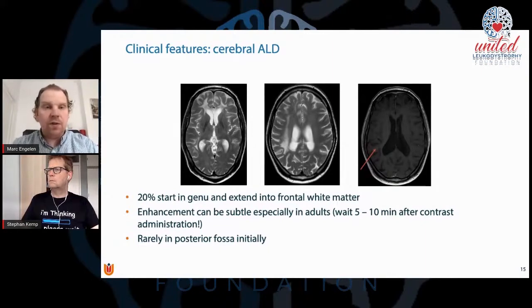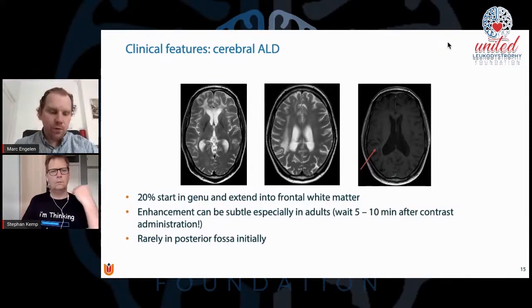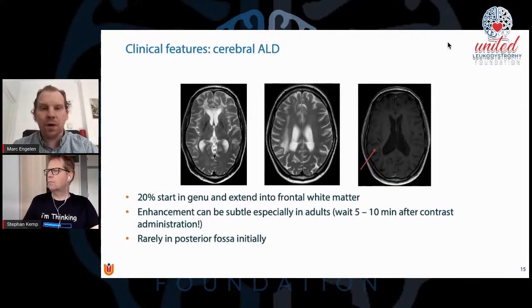And in about 20% of cases, it starts anterior, at the front of the brain, but more usually it starts in the back. And in adults, it can also start in other places. And pretty typical for adrenal leukodystrophy is that if you give contrast fluid in a vein, you can see the contrast fluid on the scan. That is called enhancement, and that is a hallmark of an active progressive lesion.